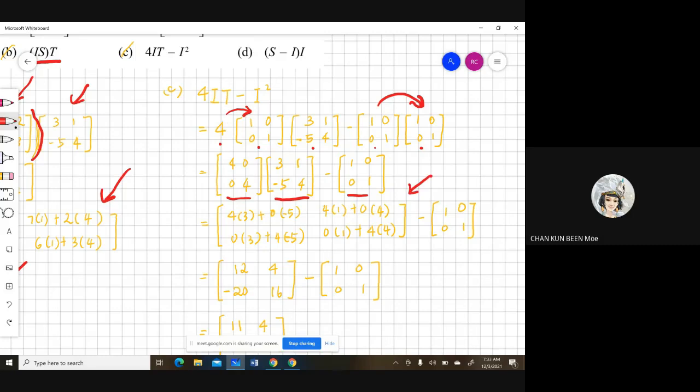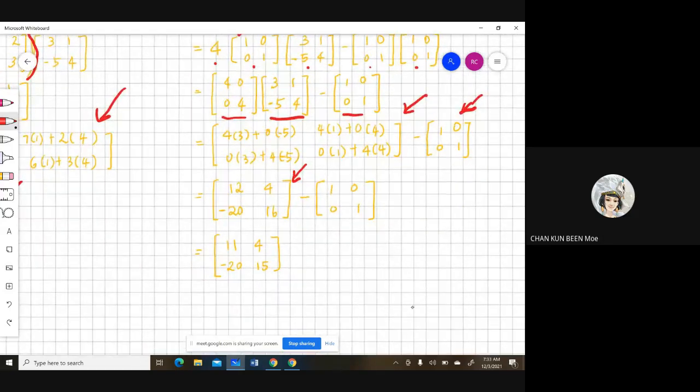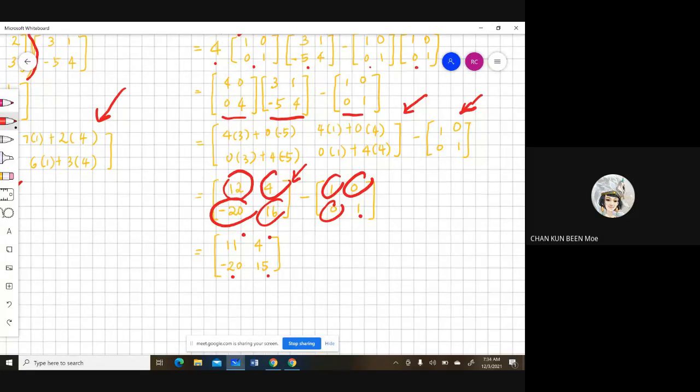Followed by your calculation. So you minus the identity matrix here. This part you will get 12, 4, negative 20, 16, minus the identity matrix. So when it comes to minus identity matrix, you have to minus that. It's not multiplication. If it is multiplication, then you will get the matrix itself. So over here, 12 minus 1, you get 11. 4 minus 0, it is still the same. Negative 20 minus 0, you get negative 20. 16 minus 1, you get 15.